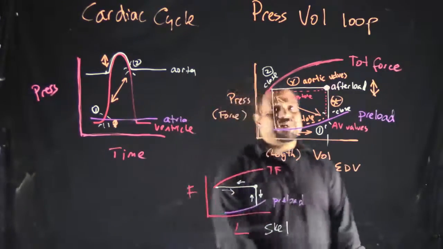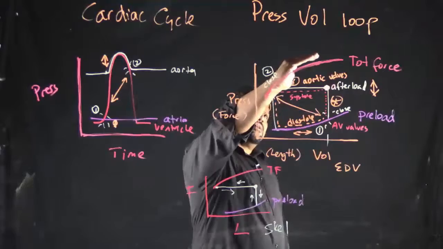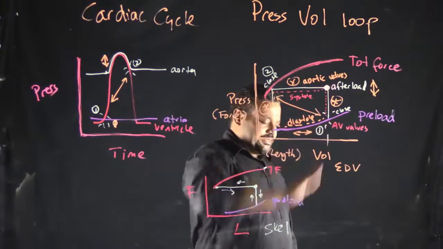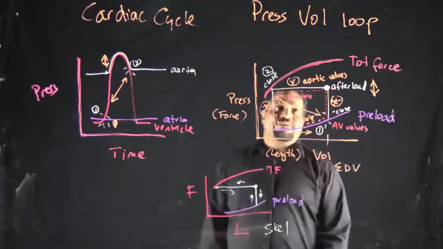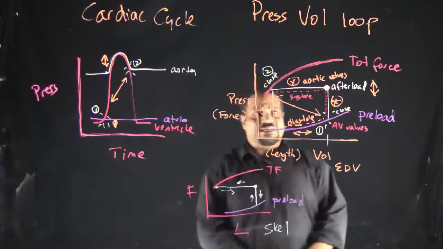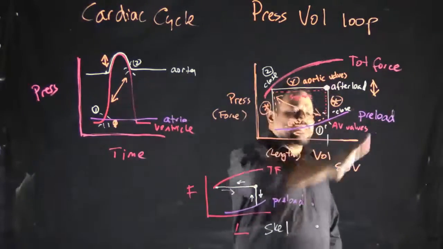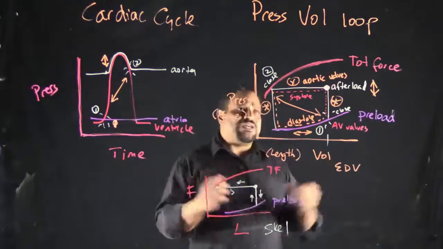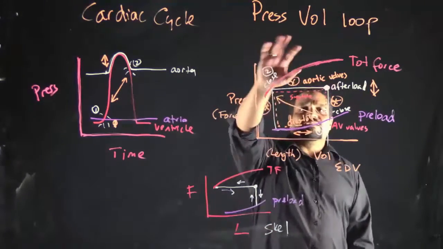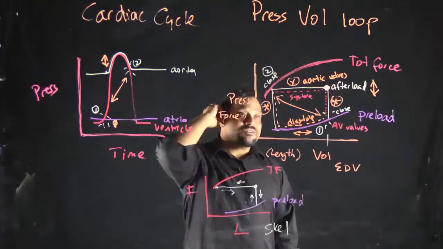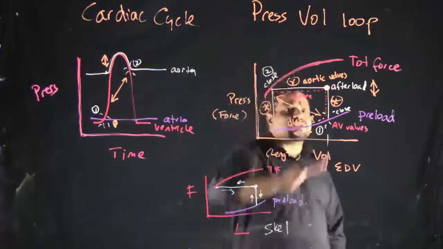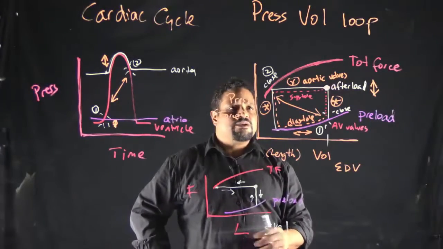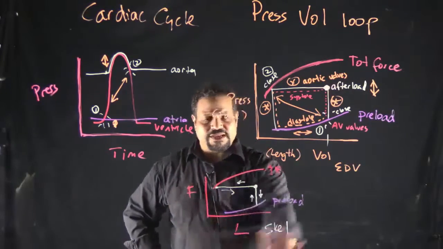The heart is completely different. The total force is that top line, and the preload is that bottom line. They're given different names, and we'll talk about that in lecture. The preload is based on the compliance of the heart, the ability of it to stretch. The total force is related to the contractility of the heart in general.